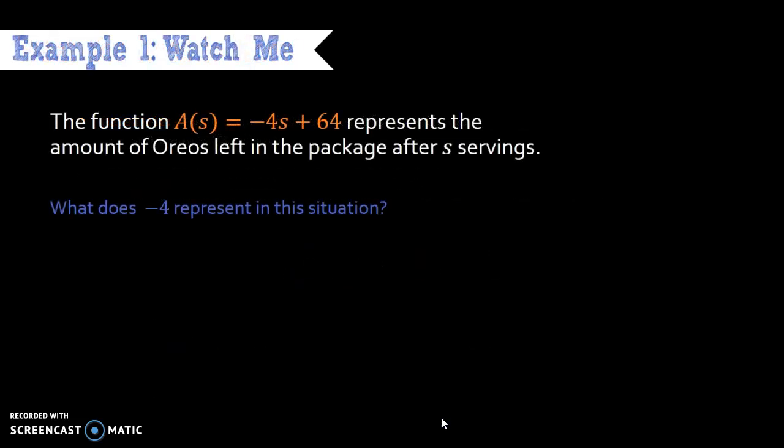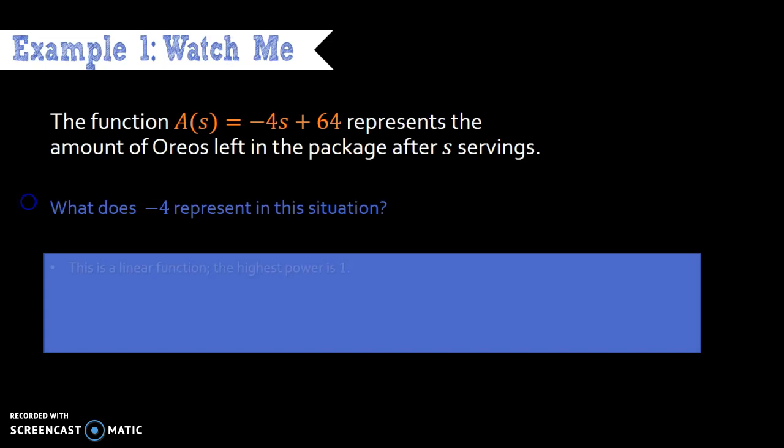Here's an example. The function a of s equals negative 4 times s plus 64 represents the amount of Oreos left in the package after s servings. What does the negative 4 represent in this situation? This is a linear function because the highest power is 1. I don't have any exponents higher than 1. Since we know it's a linear function, we know that the number that's being multiplied with the input, so the negative 4 times s, negative 4 is the slope.